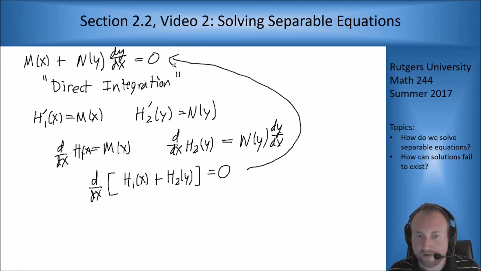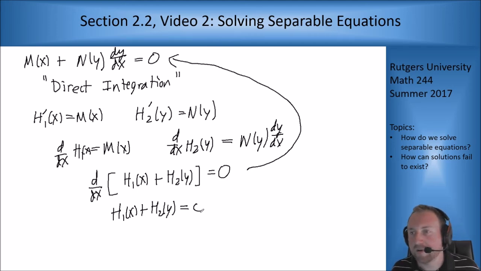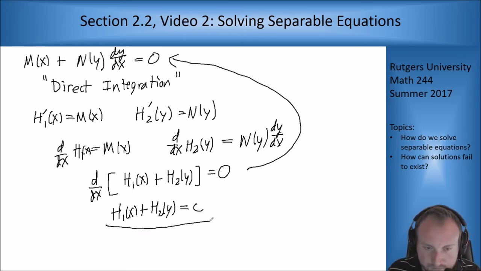But now if I have a derivative equals 0, what does it mean? It means the thing inside equals a constant. And again, we have this arbitrary constant c showing up, which we would expect because we haven't picked an initial condition or anything yet. So this is a general solution with this value c. So that's how you go about solving these equations.